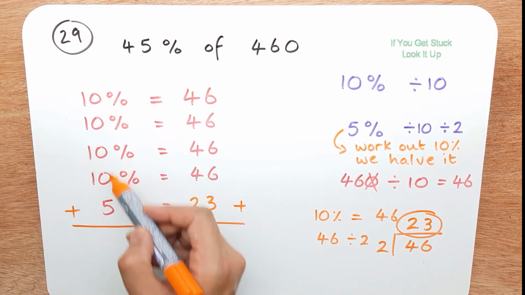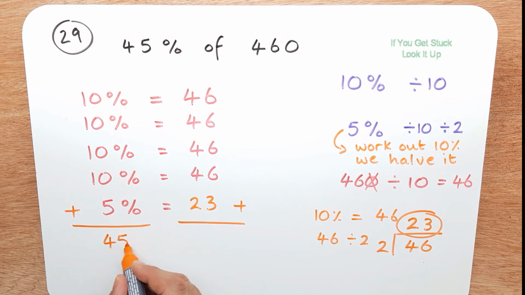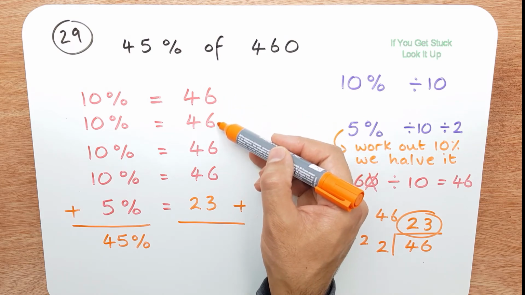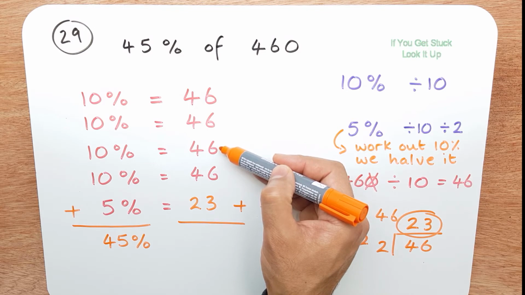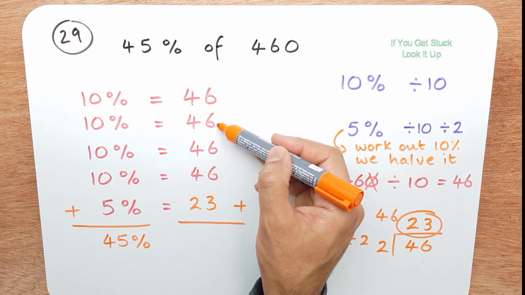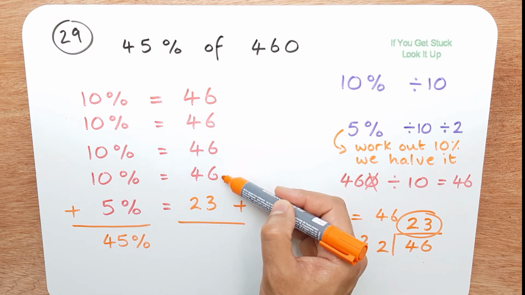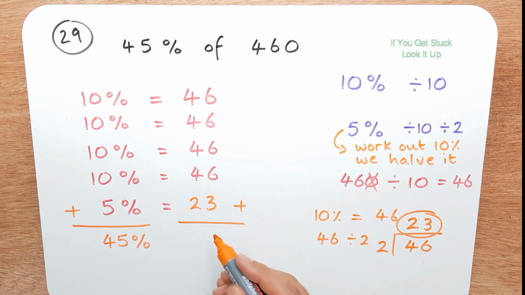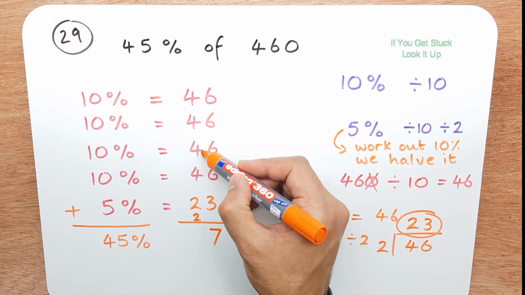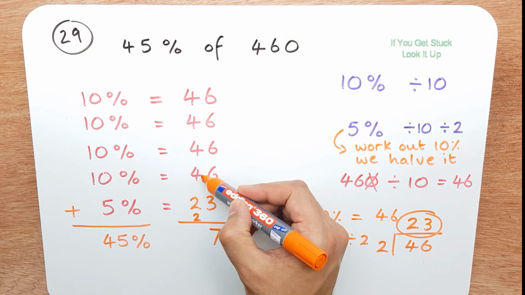So I know this here is 45%. Now I carefully add these. 6 add 6 is 12. Add 6 is 18. Add 6 is 24. 6, 12, 18, 24. Add the 3, it becomes 27. Put the 7 down. Carry the 2 over. 4, add 4 is 8. Add 4 is 12. Add 4 is 16.